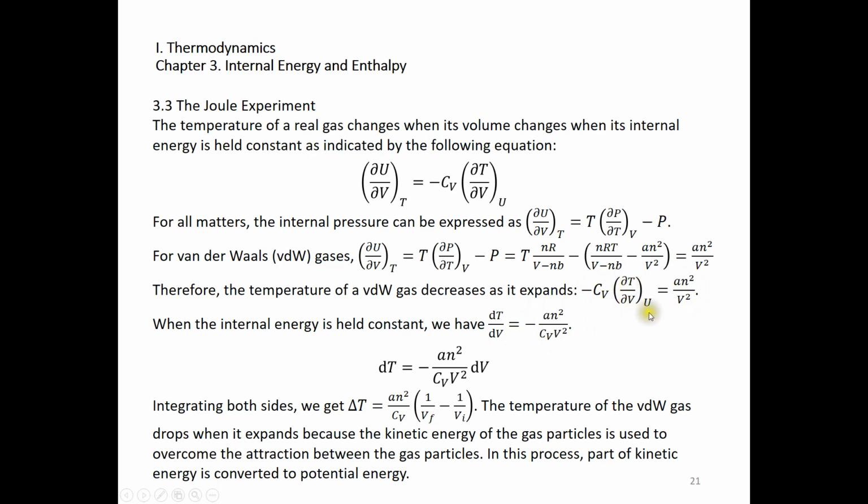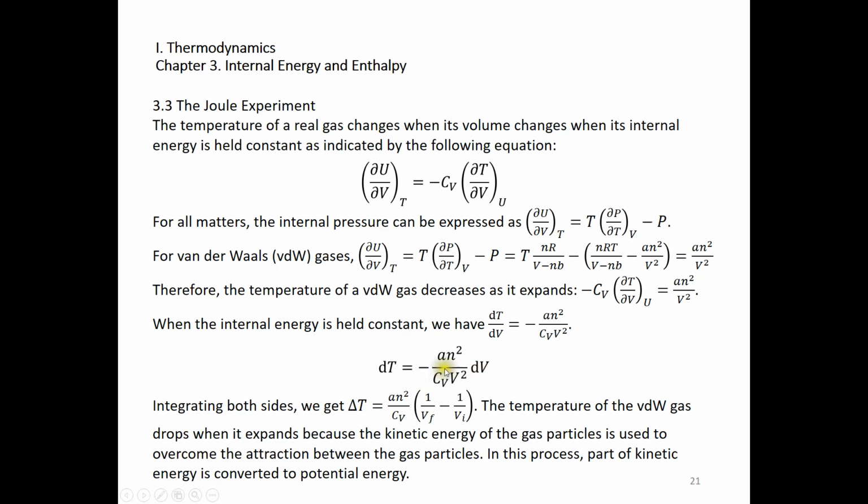And over here, we can convert those partial derivatives to the ordinary derivative because of this condition. Just assume we have a system with constant internal energy. Therefore, dT is negative a n squared over C_V V squared dV. Looking at this, we can integrate both sides. After we integrate both sides, delta T is just a n squared over C_V times the integral of negative 1 over V squared dV.